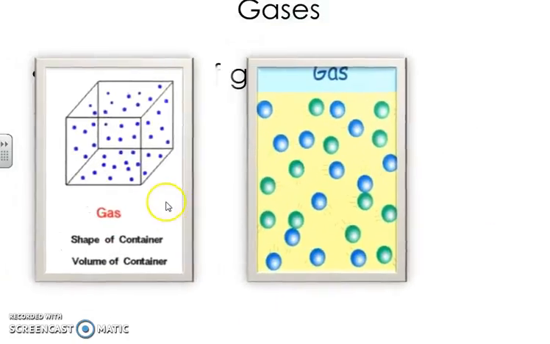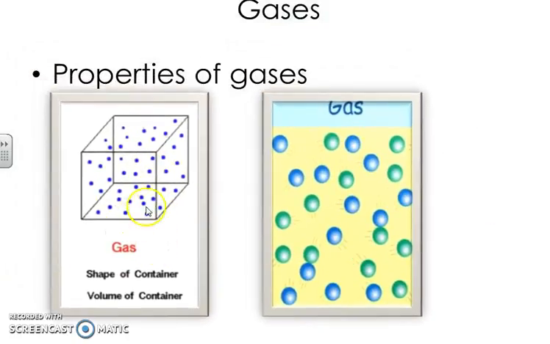And then with gases, gases take the shape of whatever container they're in. They completely fill the container, with no free surfaces. So the volume of the gas is the same as the volume of the container. The particles are widely separated.